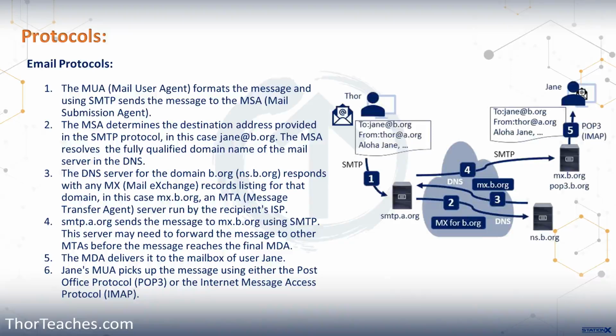We then send a DNS request to the name server for that domain, in this case, b.org. The b.org name server replies back with a mail exchange record for their domain. In this case, that is mx.b.org. Then it sends an SMTP message to Jane's company email server. If this is a small organization, maybe they have 1 or 2 servers. In larger organizations, they likely have many. If they do have many, then the message is forwarded to the mail server that Jane is attached to.